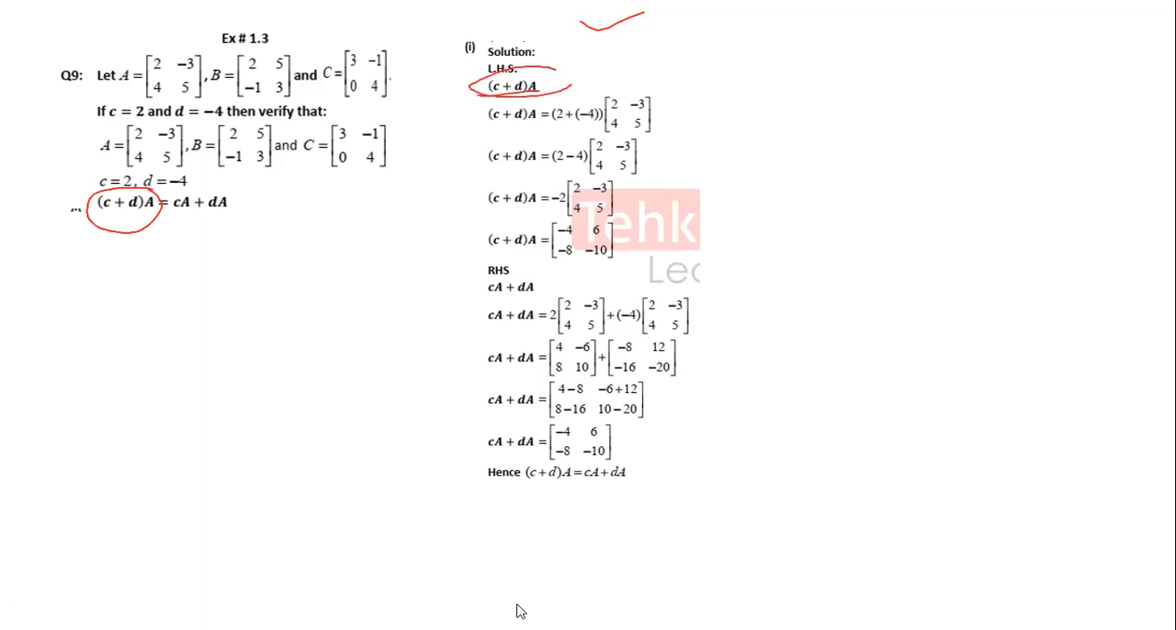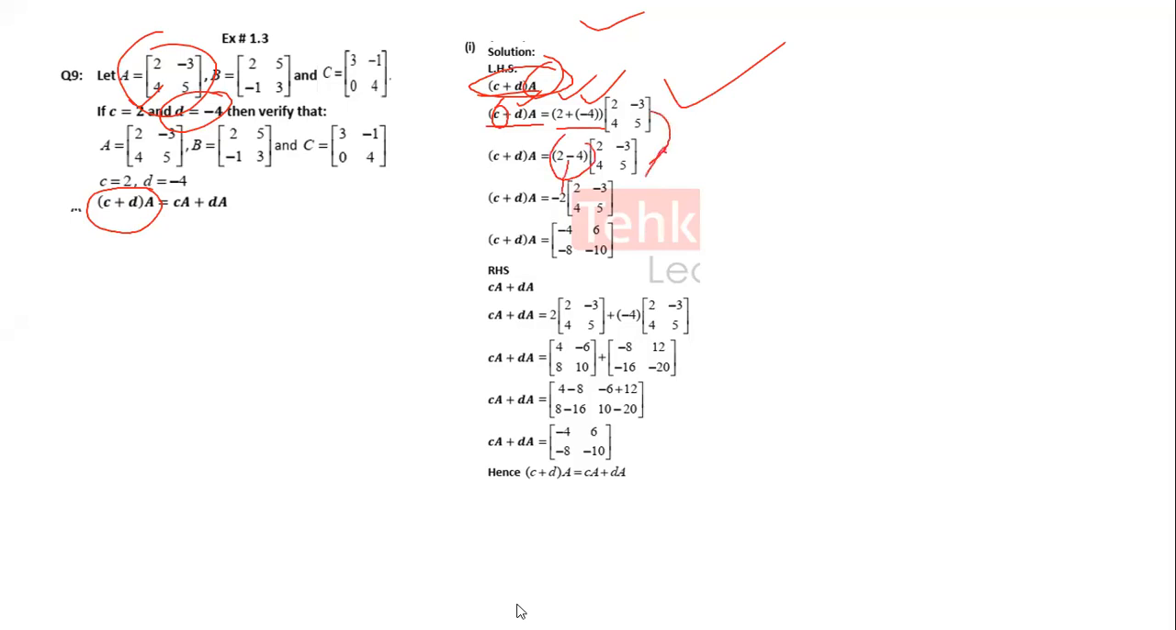Take the left hand side. So in the left hand side, we are given (C plus D) into A. Just put the values of C is 2, that is given, plus D, minus 4. The value of D is minus 4. That is given. Just replace it. Matrix A that is given. That is also this one. Now simplify this one. 2 plus minus 4, that is 2 minus 4. So this will give you only minus 2.